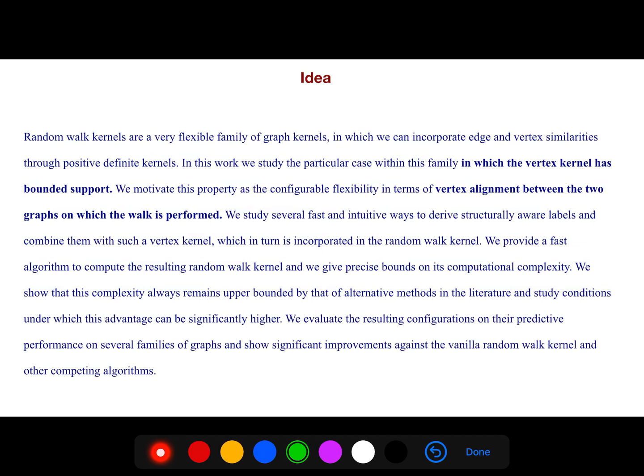We motivate this property as configurable flexibility in terms of vertex alignment between the two graphs on which the walk is performed. We study several fast and intuitive ways to derive structurally aware labels and combine them with such a vertex kernel, which in turn is incorporated in the random walk kernel. We provide a fast algorithm to compute the resulting random walk kernel, and we give precise bounds on its computational complexity.